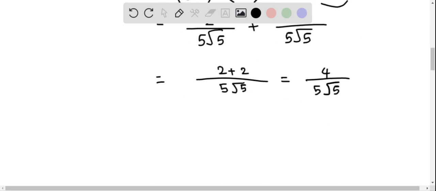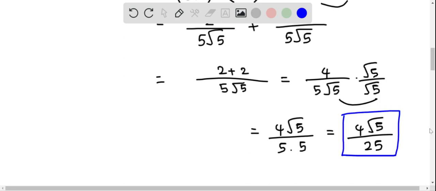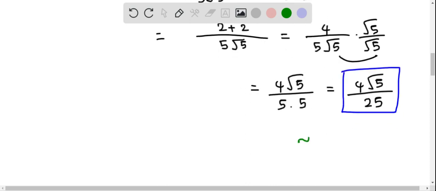In fact, we can put this in rationalized form. I multiply both numerator and denominator by root 5. So we get 4 root 5 divided by 5 times root 5, which is 5, so 5 times 5 is 25. So 4 root 5 over 25 is the directional derivative of the function at the point 1 comma 2 in the direction of the v vector. And its decimal equivalent is approximately 0.3578.